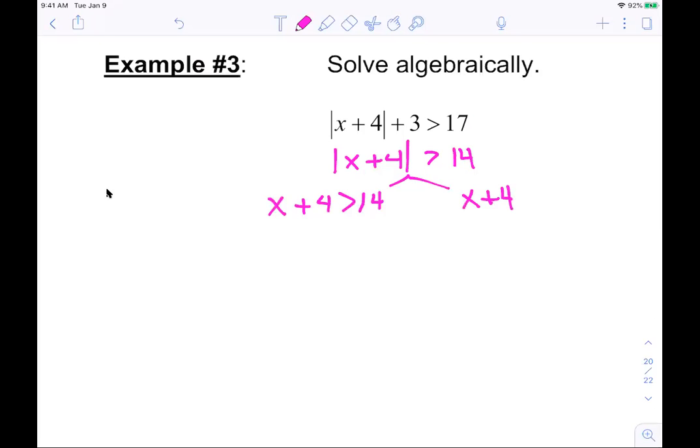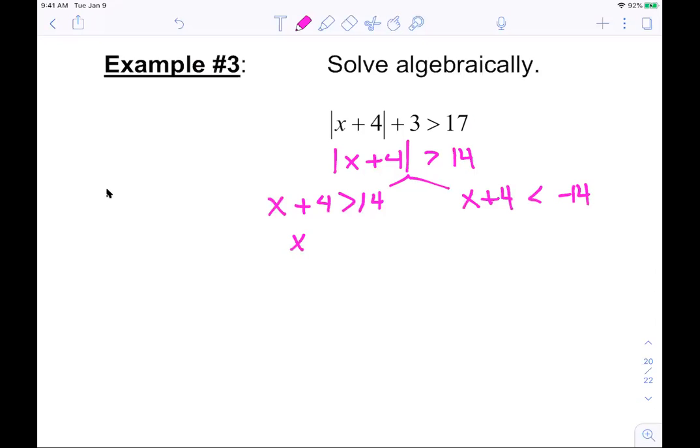And you are so close. Would you switch the sign? You would. So it would be less than negative 14. Right, and the reason we flipped that sign is because we're applying a negative to an inequality, and anytime you apply a negative in an inequality, you got to flip the direction of the sign.